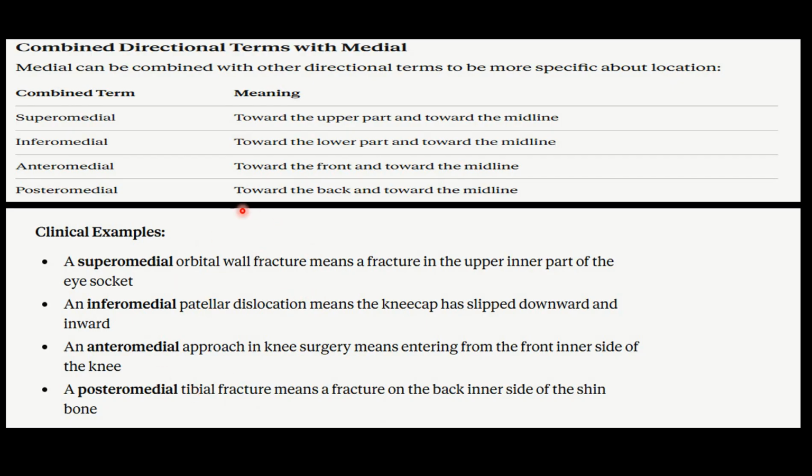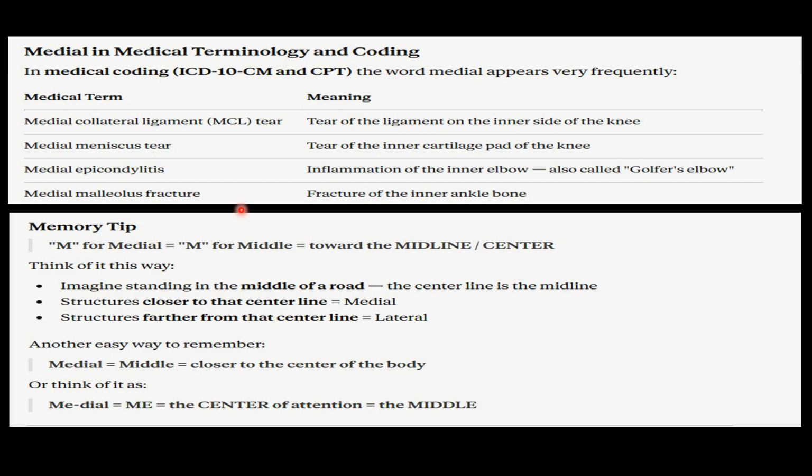So these are all examples where we are using the term medial, which denotes the midline or toward the midline or center of the body or the structure. Clear? Similarly, this term is also used in medical coding. In medical coding, ICD-10-CM, CPT, the word medial appears very frequently, right? Medial collateral ligament tear, that is MCL, is a tear of the ligament on the inner side of the knee. Medial meniscus tear means a tear of the inner cartilage pad of the knee.